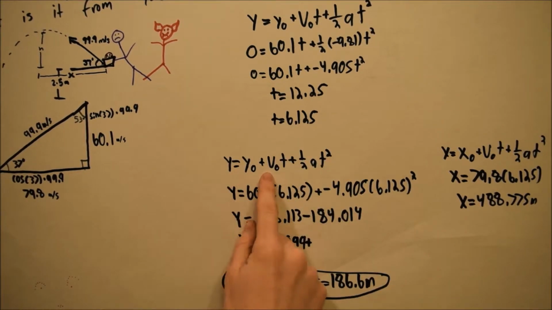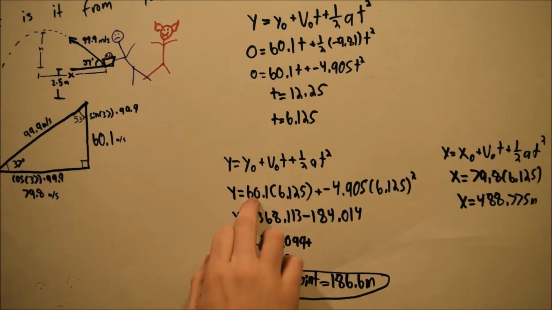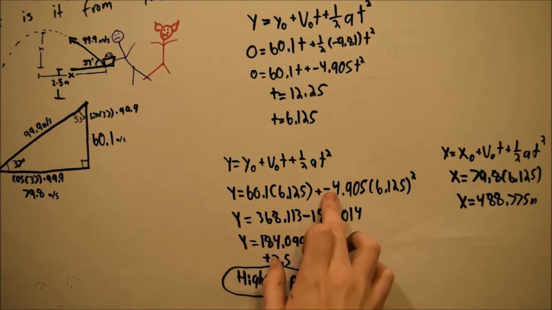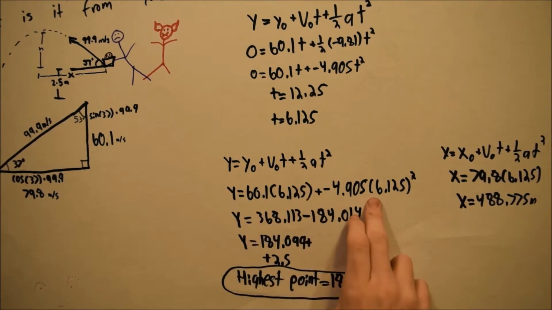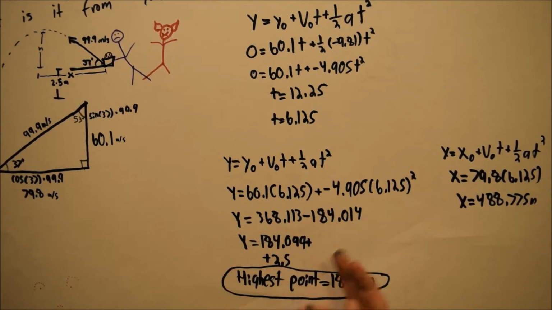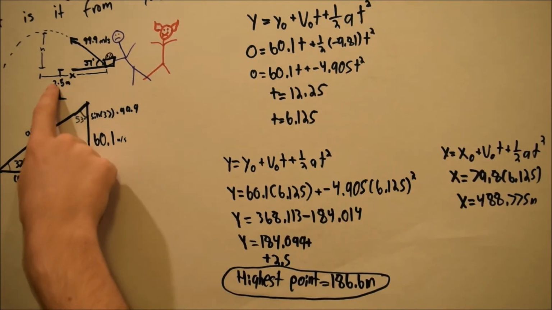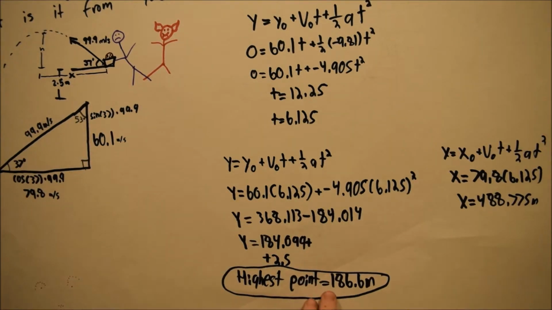So you get y equals y naught plus v naught t plus 1/2 at squared again: initial velocity 60.1 times 6.125 plus negative 4.905, which is gravity halved, times time squared. You do that and you get 184.009. That is the height at the highest point, not including this 2.5. So you have to remember to add this 2.5 in, which will get you 186.6 meters.